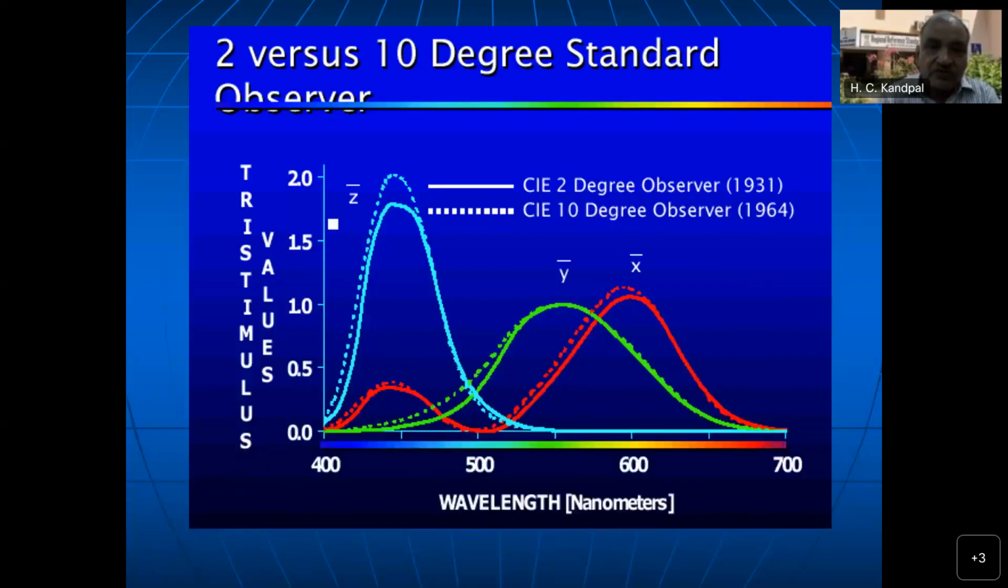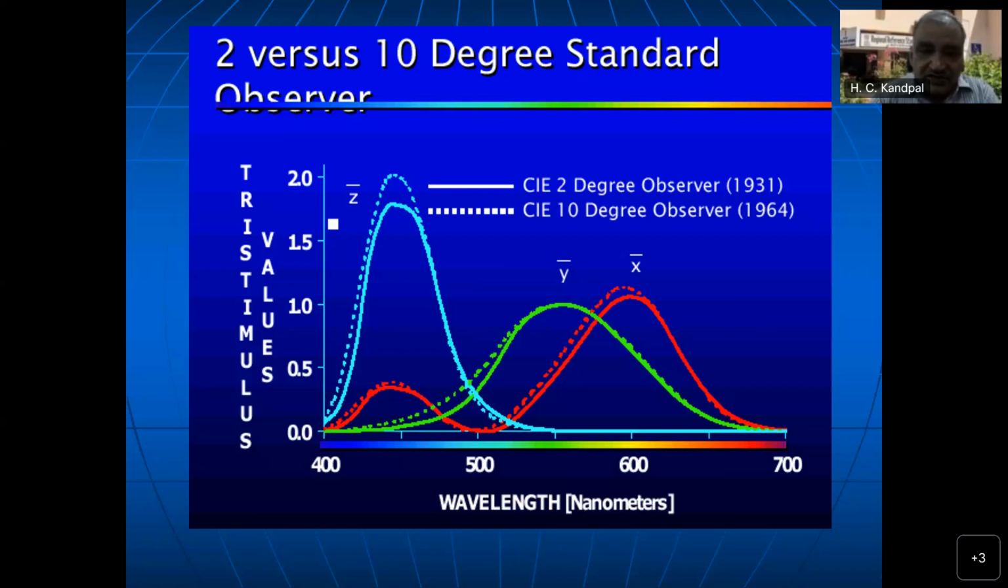As I told you, this is the spectral sensitivity of these cones, how they respond to light stimuli having different colors. This is for blue, Z written as Z bar, Y bar and X bar. These are the various sensitivities for the cones for different stimuli. So here you would be noticing that it has been written CIE 2 degree observer.